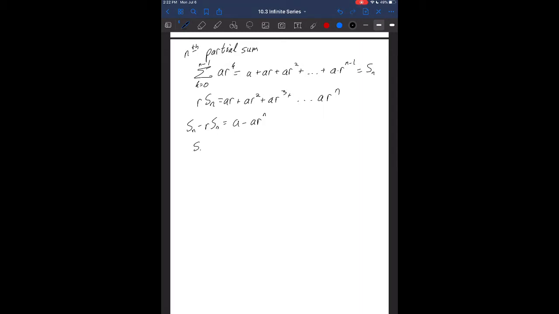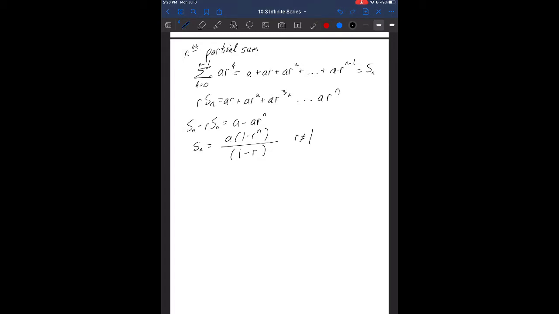So dividing both sides by 1 minus r, we get that s sub n is a times 1 minus r to the n over 1 minus r. Okay, well, this almost makes sense. This does not make sense in the case, however, where r equals 1, because then we are dividing by 0, which is something we never want to do as mathematicians. So we'll deal with the r equals 1 case later. Let's just say for this instance that r is not equal to 1.